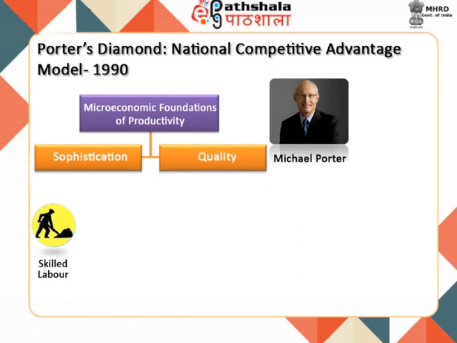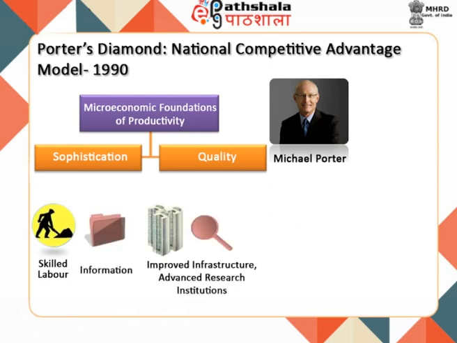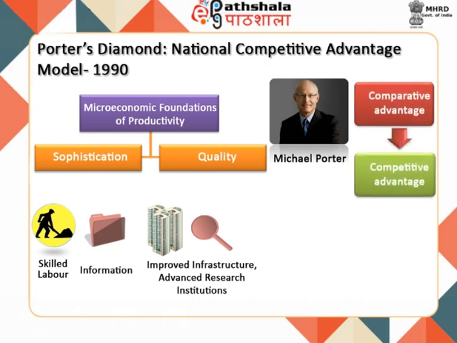Highly skilled labor, information, improved infrastructure, advanced research institutions, and competitive pressures are required for sophisticated operations and strategy of a company. There has been a focus on shifting from comparative advantage to competitive advantage. Different strategies have been suggested for low income, middle income, and high income countries by Porter because weaknesses at the advanced level were strengths at the earliest level.